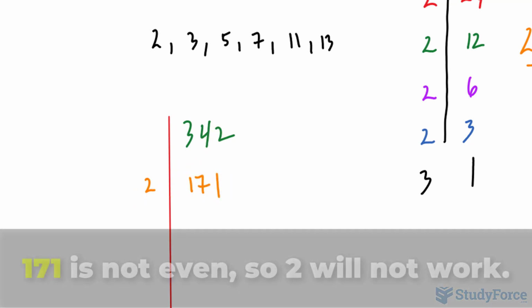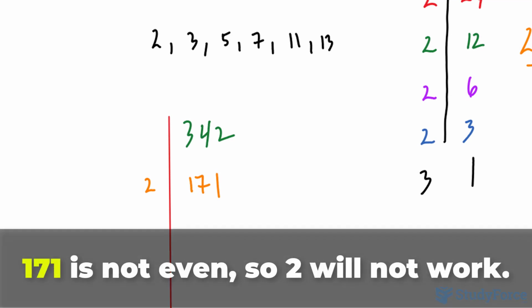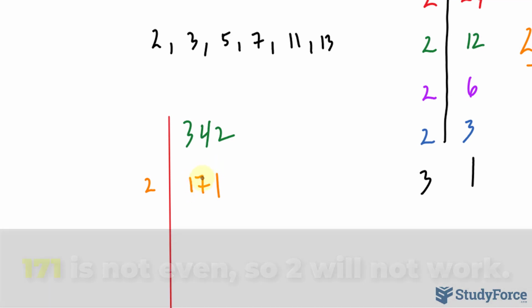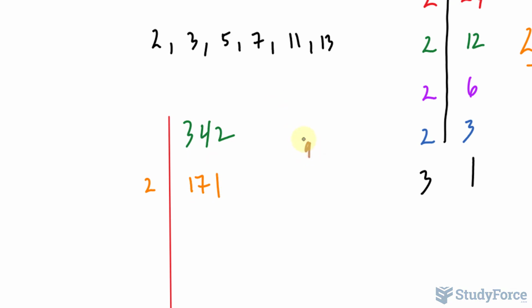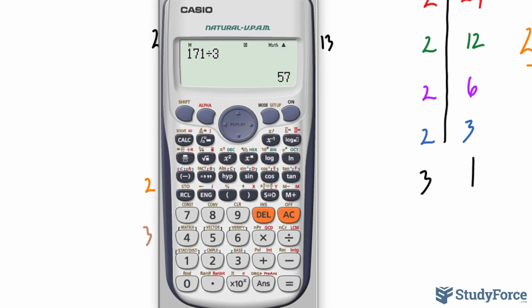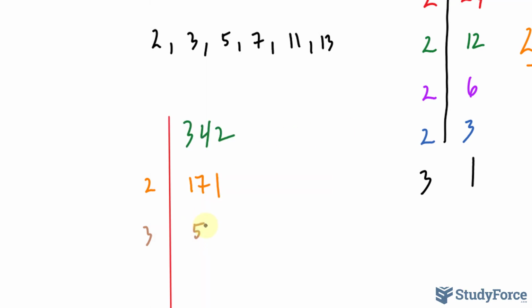What is the lowest prime number that divides into 171? As you can see, adding 1 plus 7 plus 1 sums to 9. Since the sum of the digits here is a multiple of 3, being 9, then you know this divides into 3 as well. Alright, so 171 divided by 3 is 57. Perfect. 57 also divides into 3.